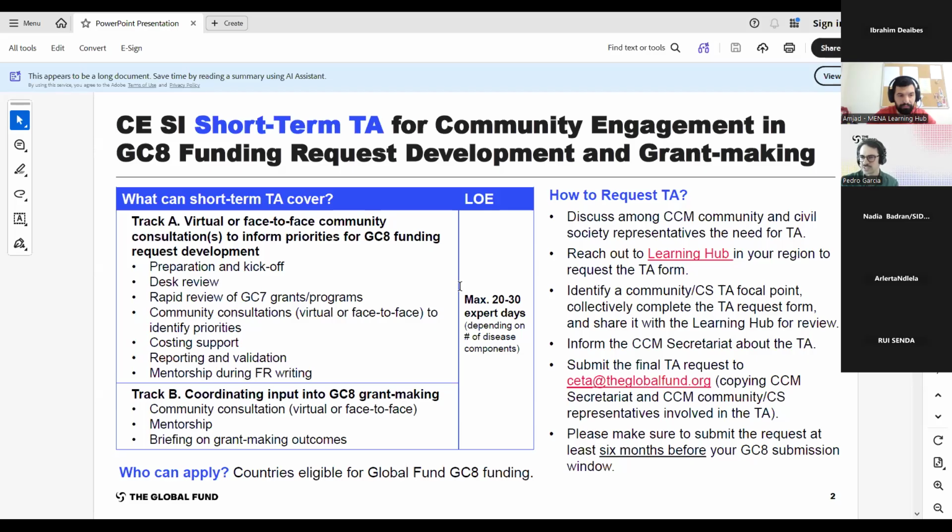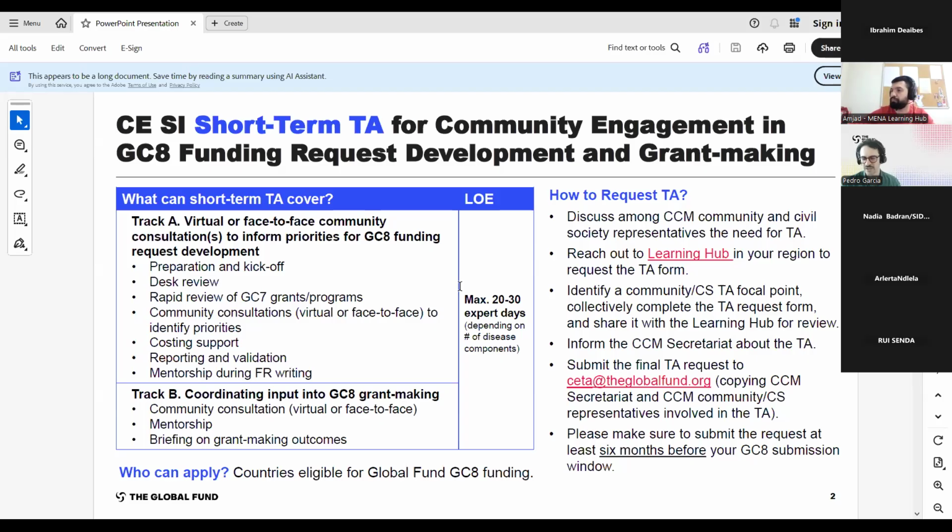So how to request the TA, I will not go in detail, but just to highlight that it's important that it's well aligned with CCM, civil society, and community representatives, and that the learning hubs in your region should be able to assist you in sending you the TA form, but also helping you to fill it out.